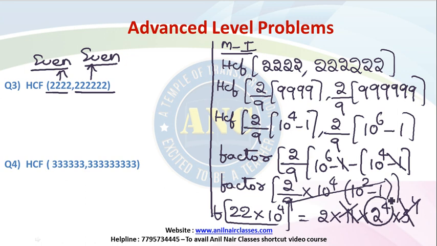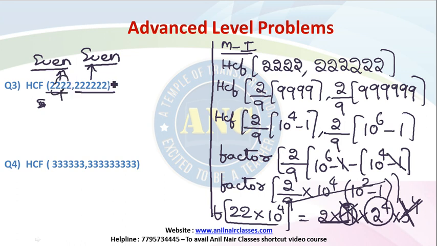16 means last 4 digits. Sorry, 5 power 4 is out. 11, let me check, 11 with 2. This is an even number. Okay, 11 means there can be even multiples of 11 also.